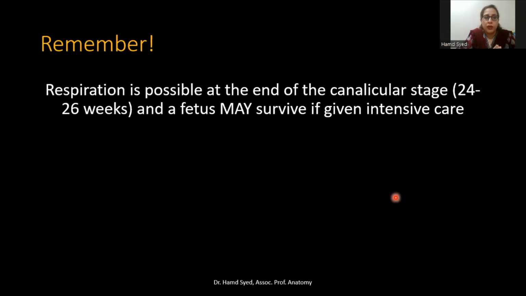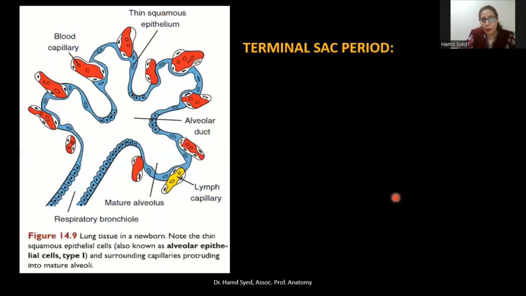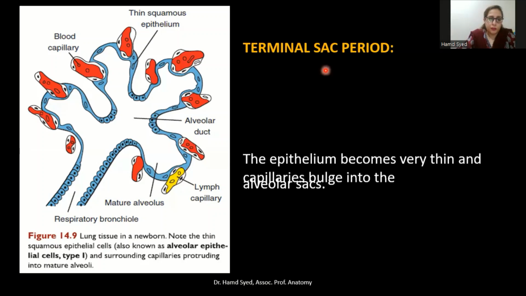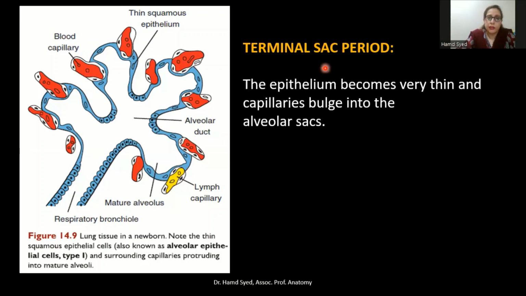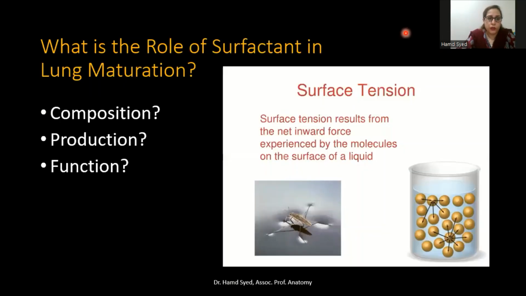Now, like I said before, respiration is possible at the end of the canalicular stage. And when we talk about the canalicular stage, remember, we are talking about the end of that stage when respiration might be possible, and a fetus may survive if it is given intensive care. So this is now the last, 4th stage of development, which is the terminal sac period. When we talk about the terminal sac period, let's just go back to this table over here.